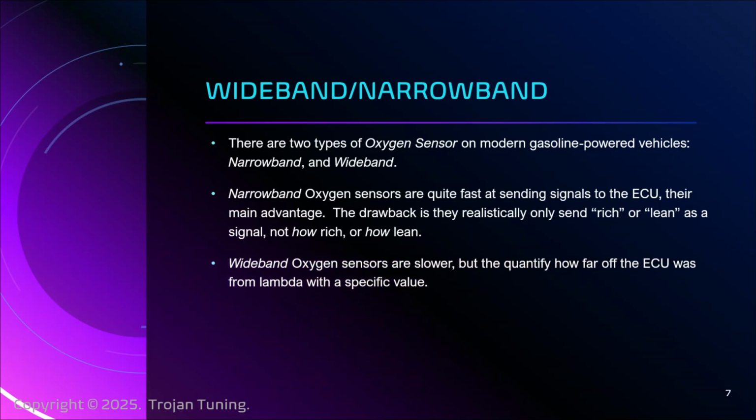Wideband, very different. And I say here it's slower. It's not. Widebands are pretty quick. The difference, and part of why they're so quick, is that it'll actually specify. Say I'm commanding a lambda of, let's say I'm under partial throttle, I'm commanding 0.9 because I'm speeding up. We'll talk about that. And the ECU comes back and says, well, based on the wideband, you're at 0.93. You're 3% off. It's very specific.